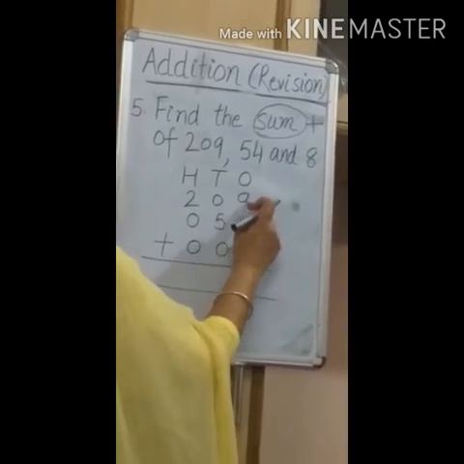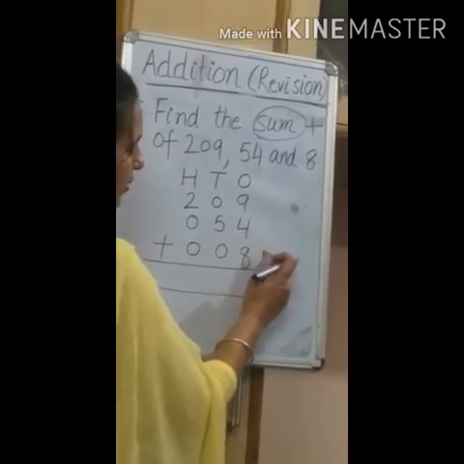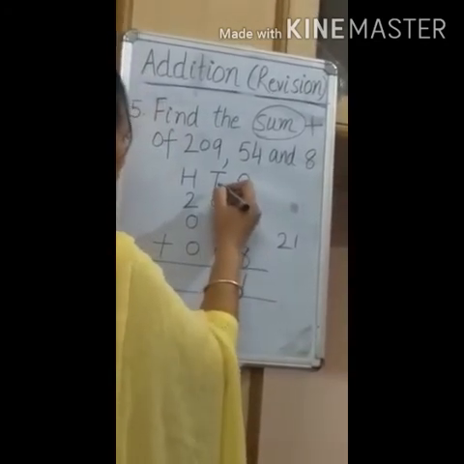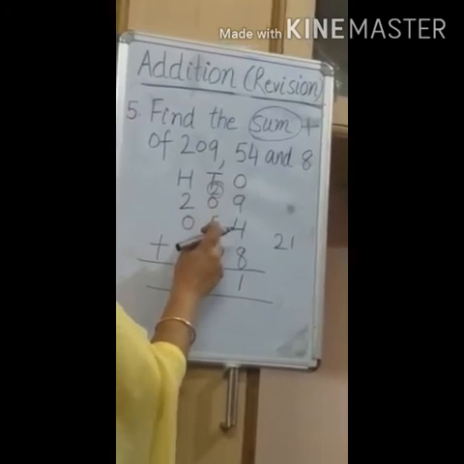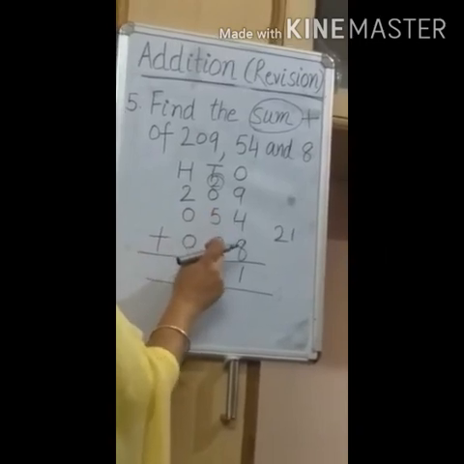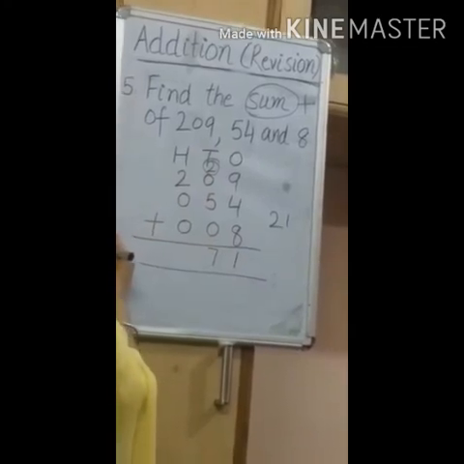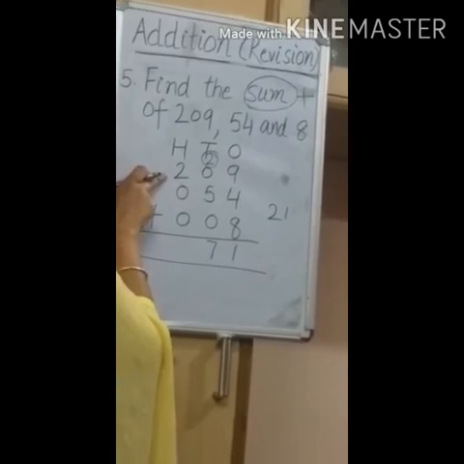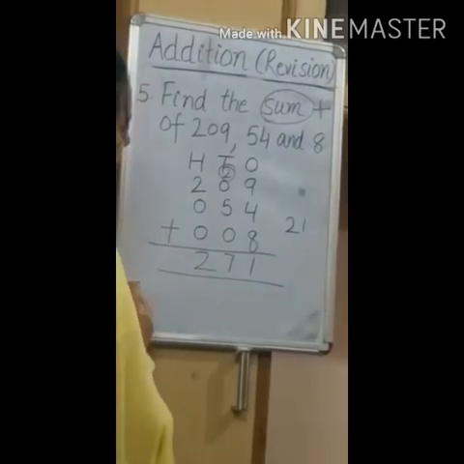First of all we will add 9 and 4. 9 and 4 is 13. 13 and 8 is 21. So out of 21 I will put 1 here and 2 will go as carry. Now you can see 0 is here, 5 is here and 0 is here. 0 and 5 is 5. 5 and 0 is 5. This 5 and 2 is 7. Again, this is 2 and no more carry is there. So we will put 2 and 0, 2. So the answer is 271.